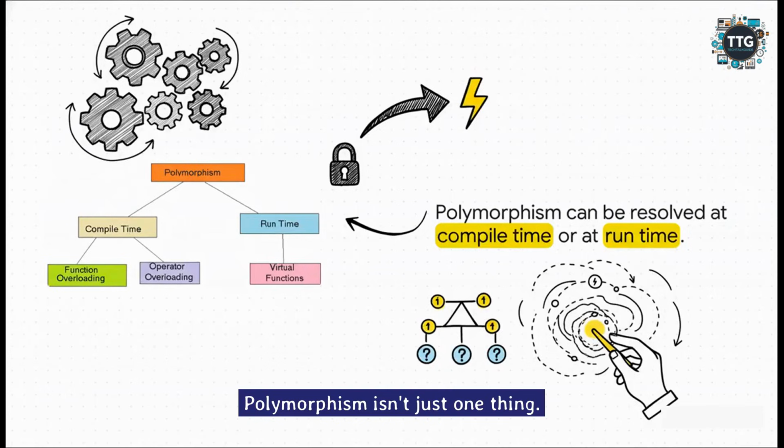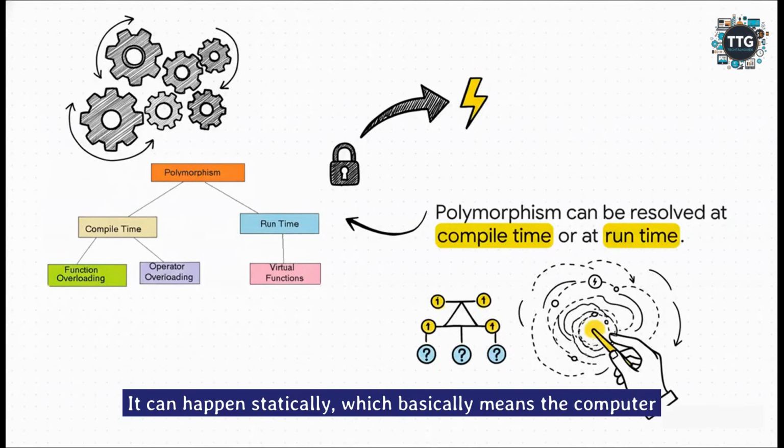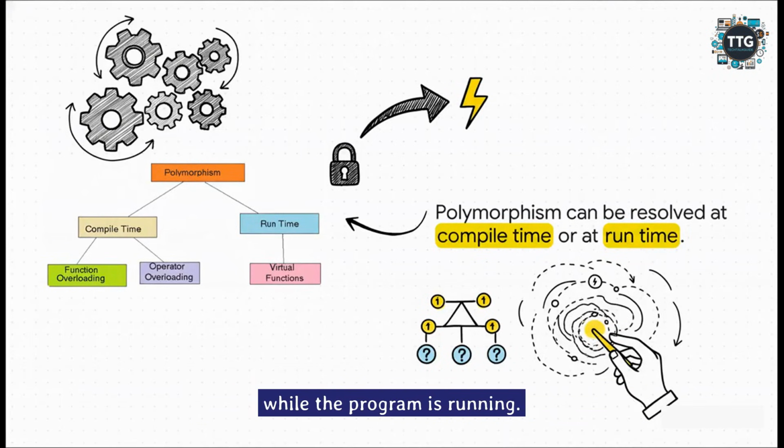And get this, polymorphism isn't just one thing. It can happen statically, which basically means the computer figures it all out before the program even runs, when you're compiling it. Or, and this is where it gets really powerful, it can happen dynamically, meaning it's figured out on the fly while the program is running.